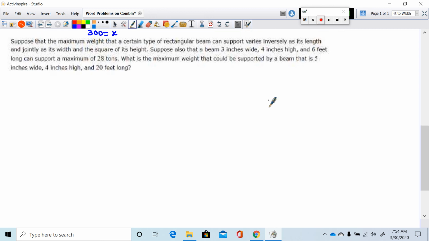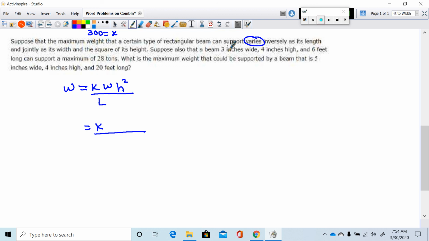Suppose that the maximum weight of a certain type of rectangular beam can support varies. So varies means equals k. And in front of that, we're talking about the weight. Inversely means make a fraction bar as its length. And jointly, okay, jointly goes in the numerator. The only thing that goes in the denominator is inverse. So jointly as its width and the square of its height. So that's my equation. And again, I don't know what k is. It's going to give me everything else.